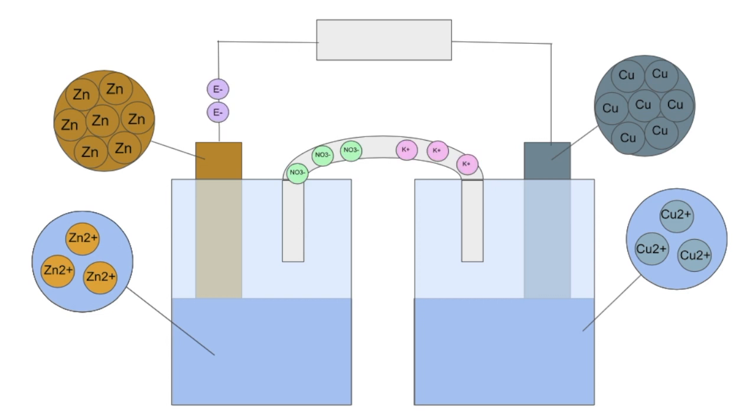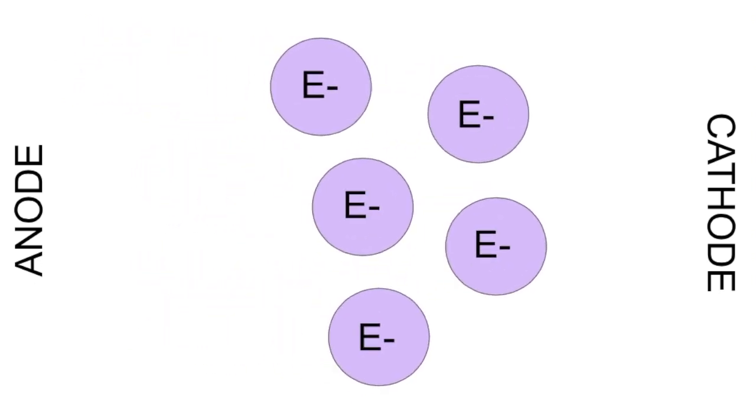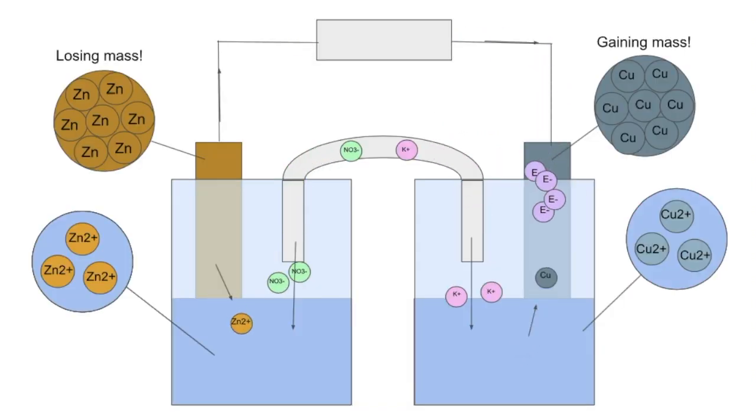In this example of a voltaic cell, electrons are transferred from the anode to the cathode, as the oxidation and reduction reactions are taking place, and the salt bridge allows for electric neutrality. This transfer of electrons causes the anode, left, to lose mass, and the cathode, right, to gain mass.